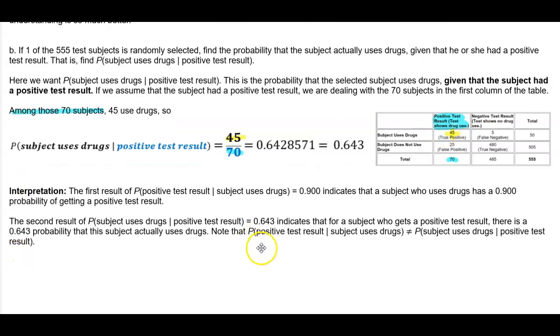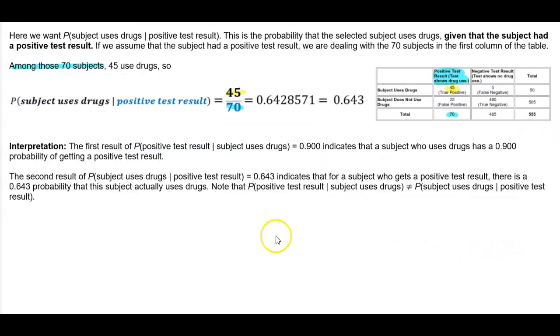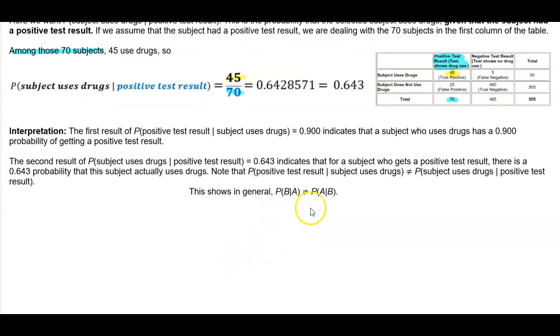Now note that the probability of a positive test result, provided that the subject uses drugs, does not equal the probability that the subject uses drugs, given that there's a positive test result, because these two probabilities are not equal to each other. So what this shows in general is that the probability of event B occurring, provided that A has already occurred, does not equal the probability of event A, provided that B has already occurred.